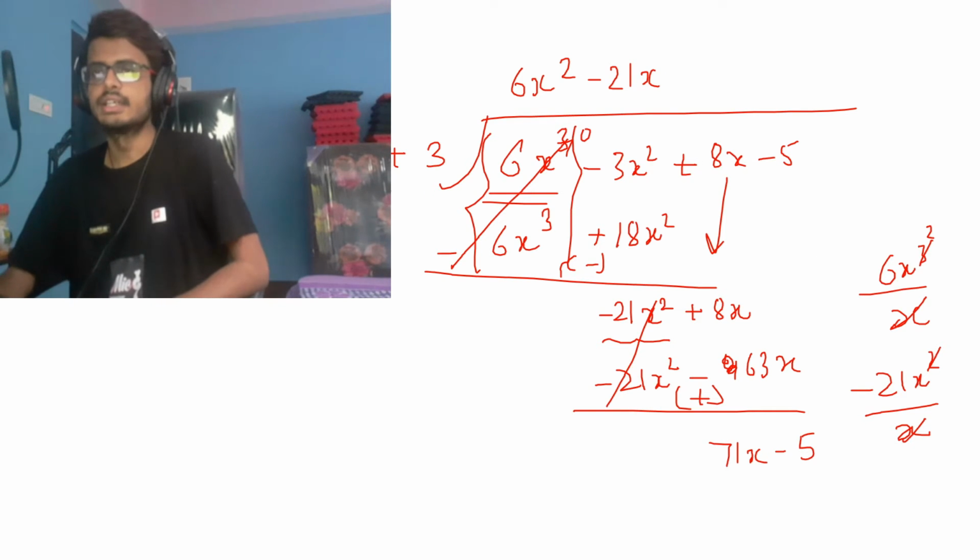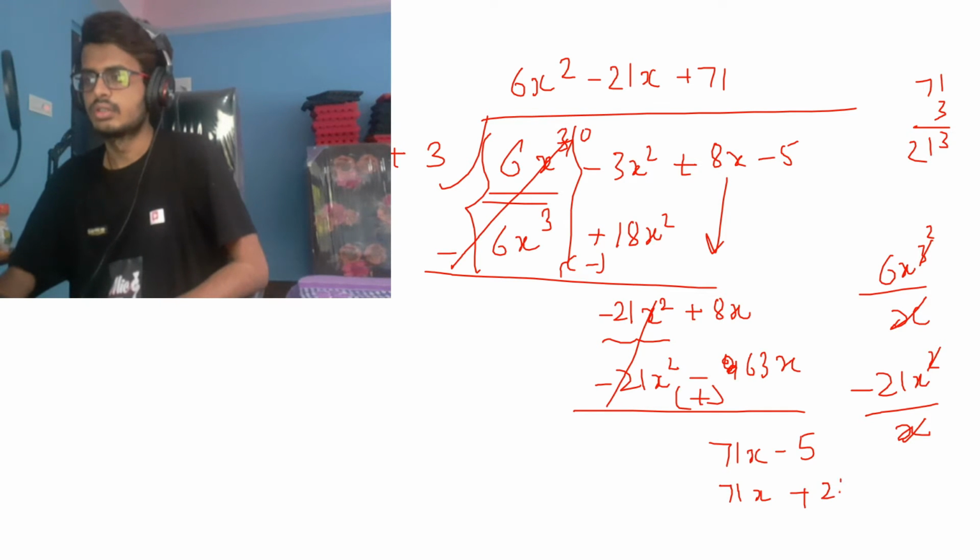Now again the same thing: x multiplied by what will give you 71x? So that will be plus 71. So 71 into x is 71x, plus 71 into 3 is 213, plus 213. You'll get this 0, and the number that you get here is the remainder now, right?